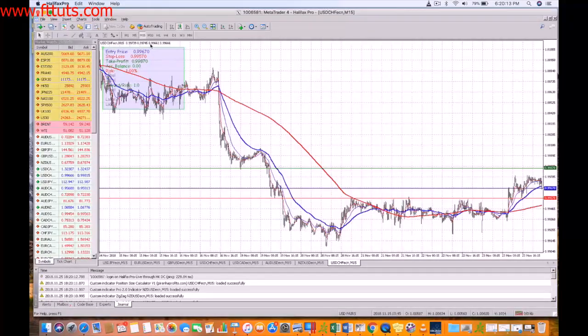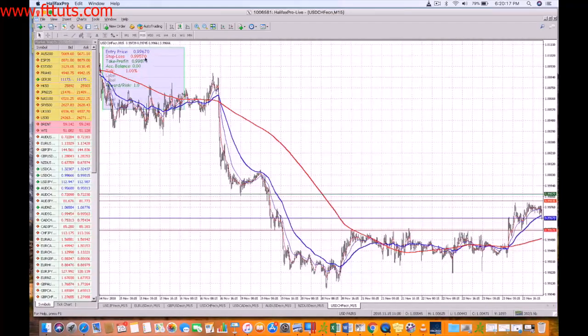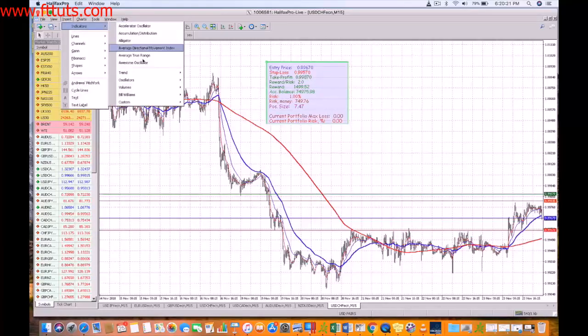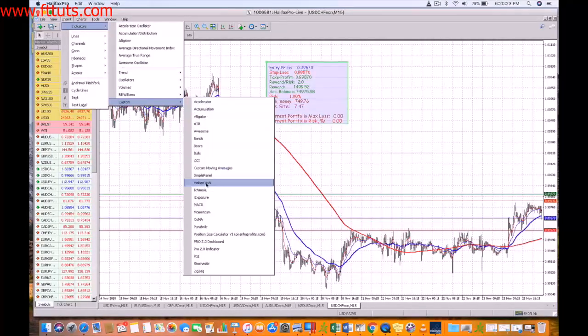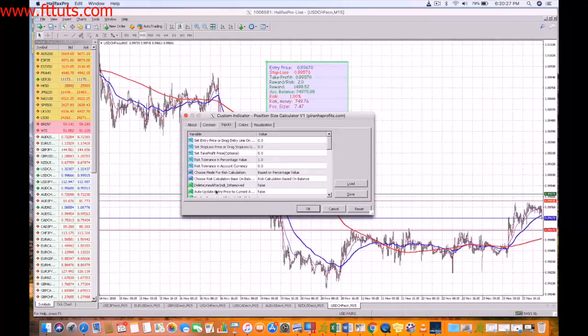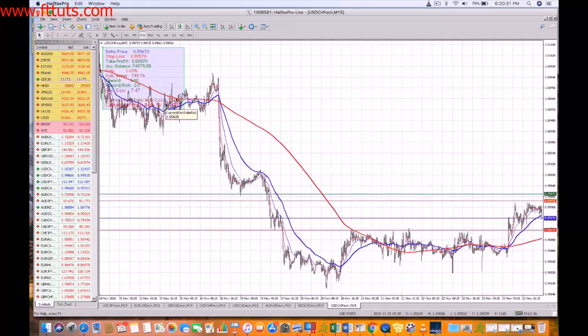All right, so once it's restarted, again, it should immediately appear over here. If it doesn't appear, go to Insert, Indicators, Custom, and go to your calculator, click, and boom, it should appear. Key in the values, and you will have the box appear there. So that's how it works.